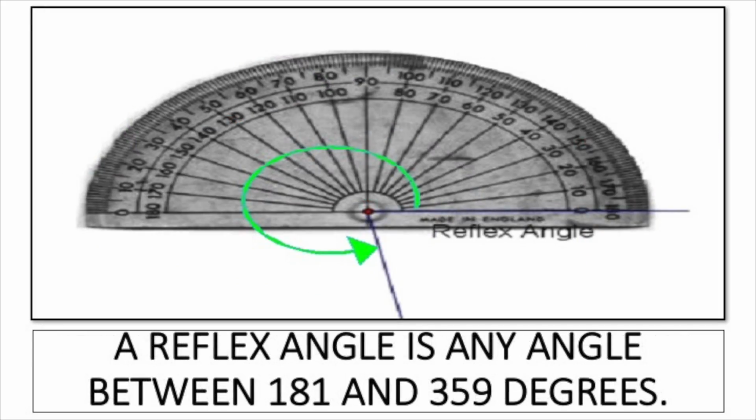A reflex angle is any angle between 181 and 359 degrees. So for our reflex angles, we need two protractors, because the first protractor only goes up to 180. So for reflex angles, we need to measure and imagine a second protractor, because the reflex angles are very big, bigger than the obtuse angles.